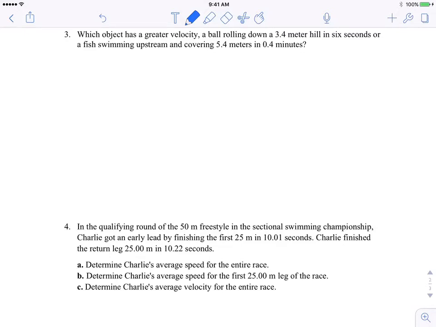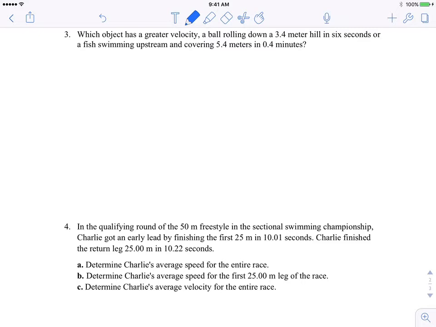This is the second part of the video, or the second video, on the Unit 1 worksheet for calculating velocity and speed. We're on problem number 3. It reads, which object has a greater velocity, a ball rolling down a 3.4 meter hill in 6 seconds, or a fish swimming upstream and covering 5.4 meters in 0.4 minutes?